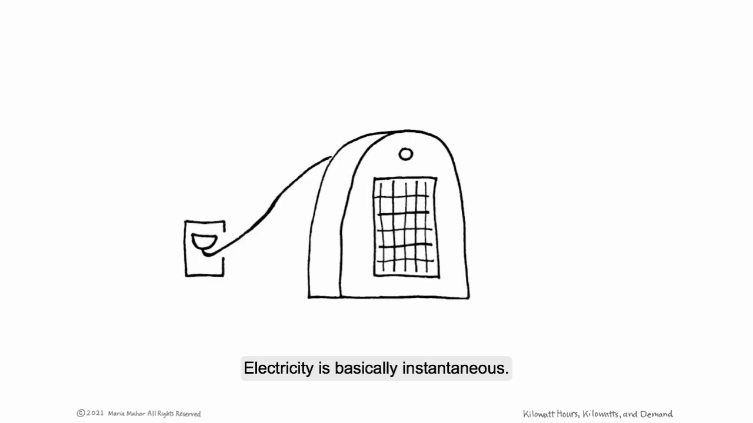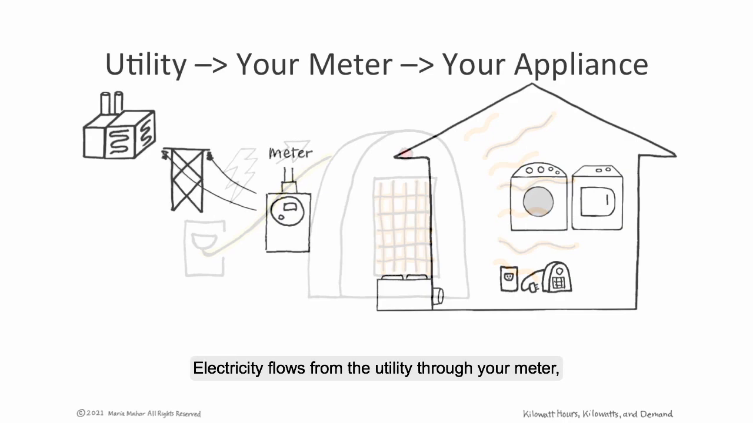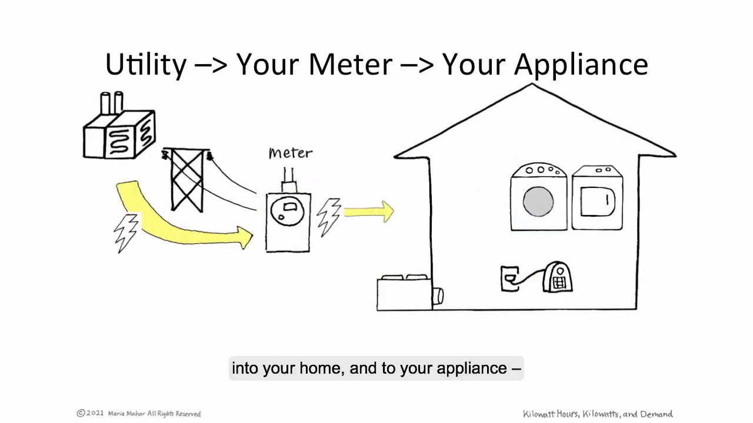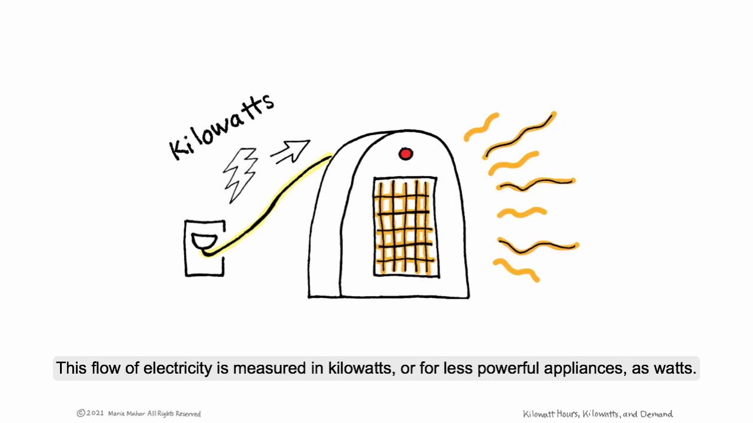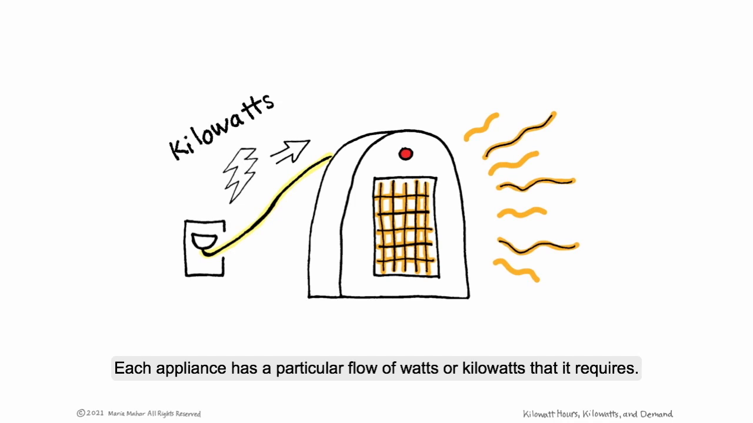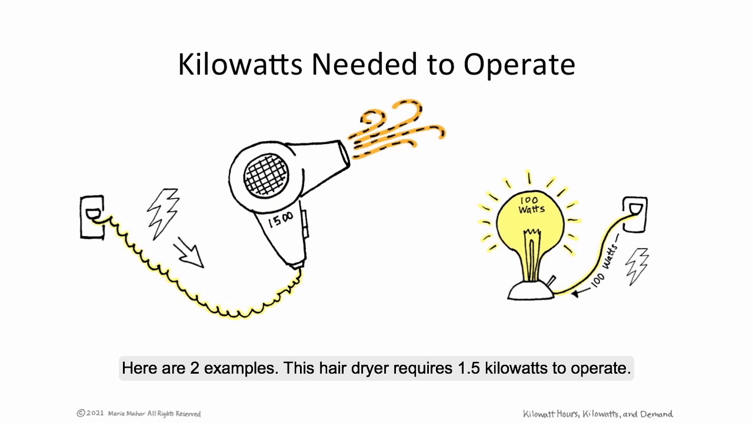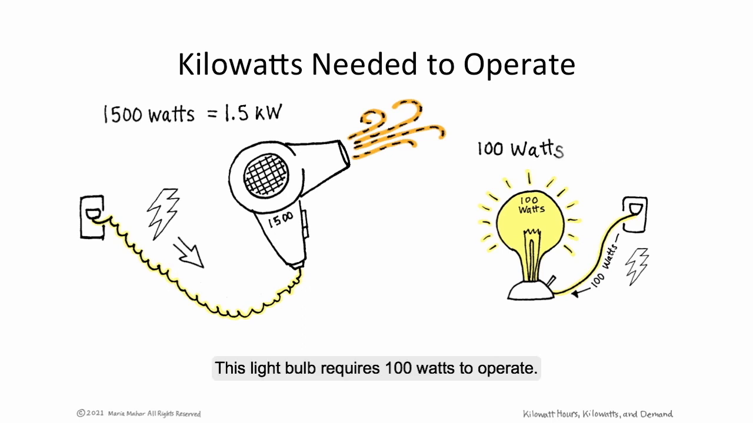Electricity is basically instantaneous. When you turn on an appliance, electricity flows from the utility through your meter into your home and to your appliance, in this example to the space heater. This flow of electricity is measured in kilowatts, or for less powerful appliances, as watts. Each appliance has a particular flow of watts or kilowatts that it requires. Here are two examples. This hairdryer requires 1.5 kilowatts to operate. This light bulb requires 100 watts to operate.